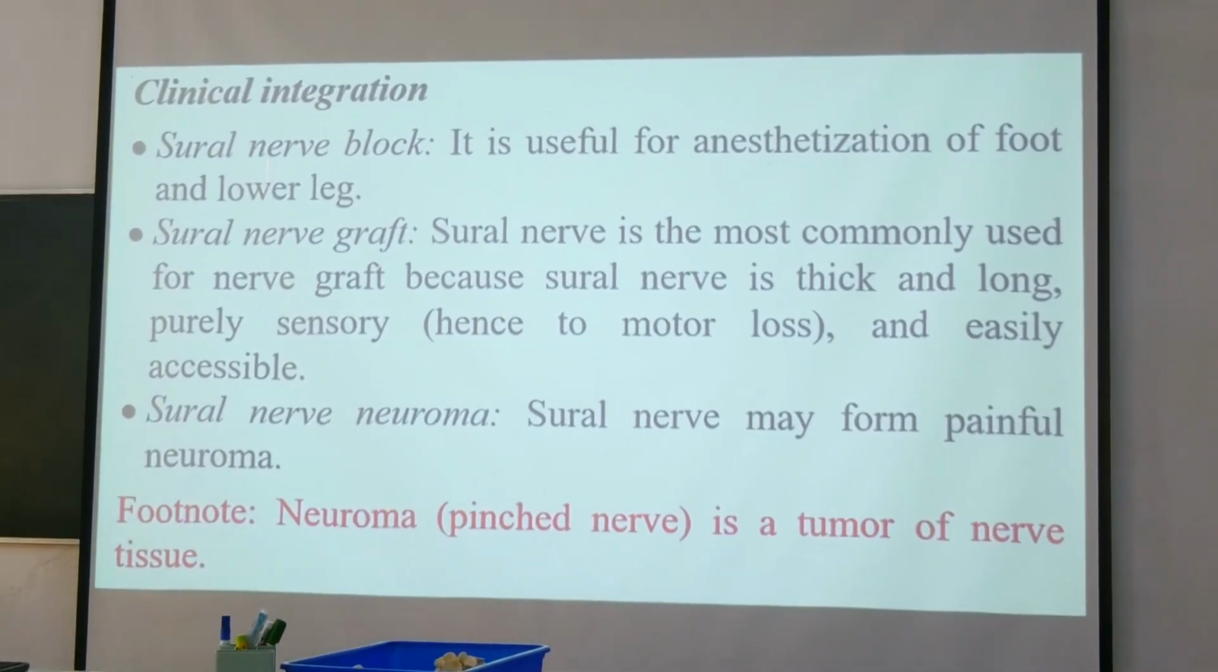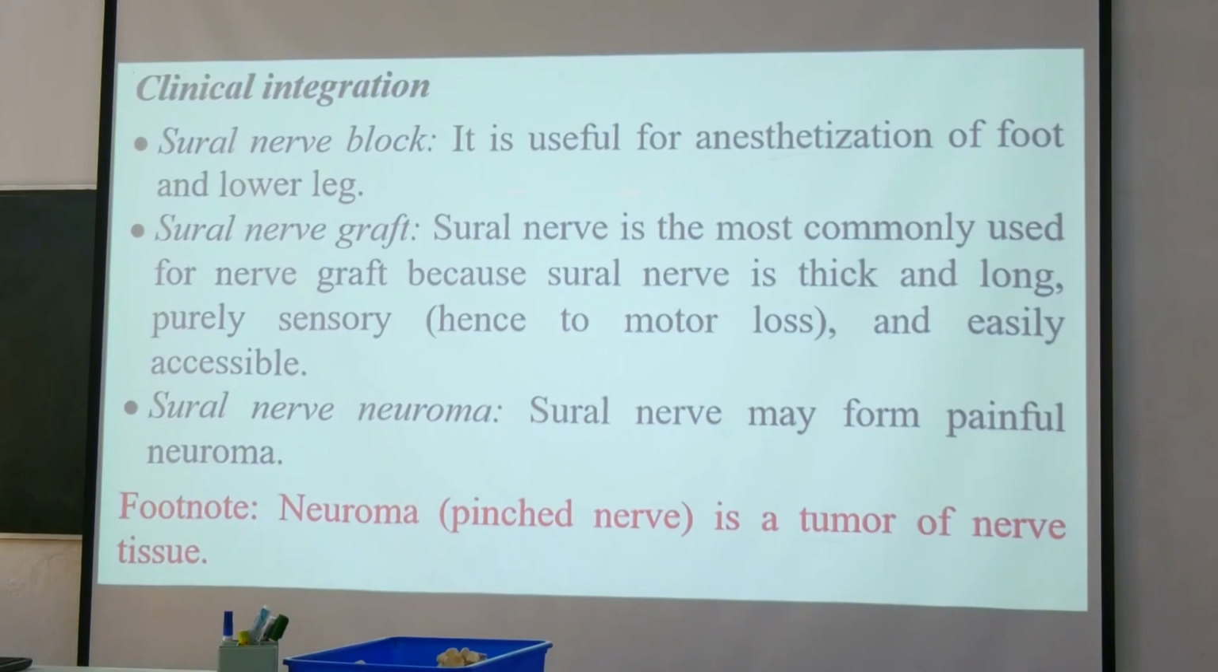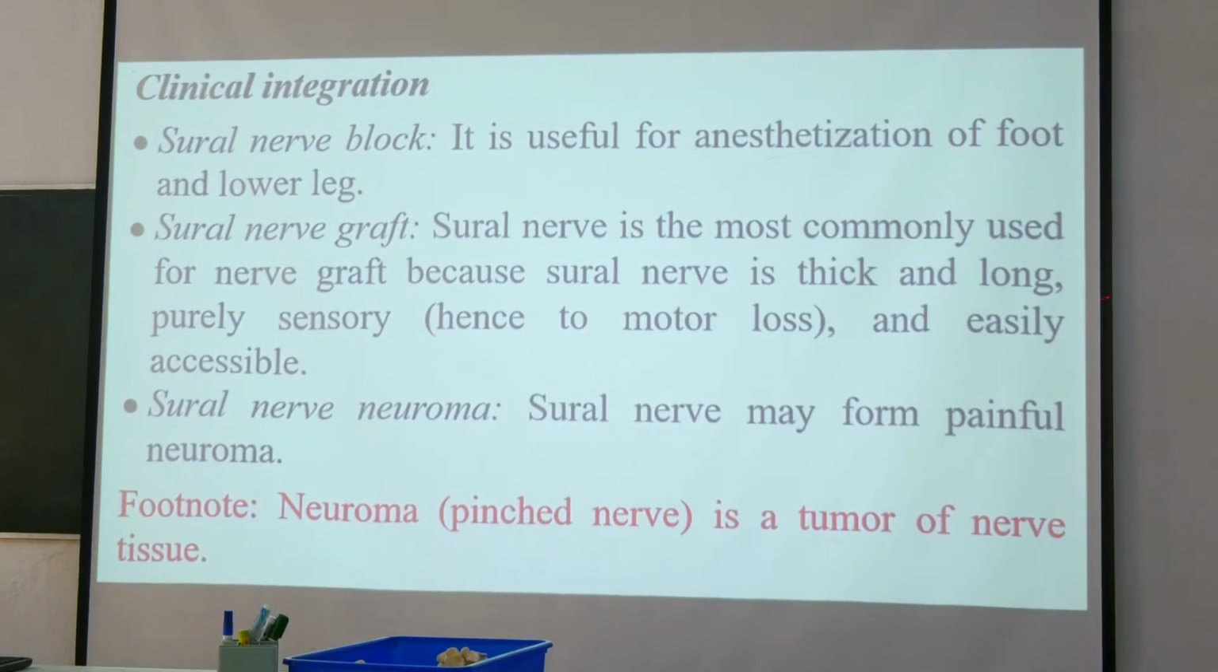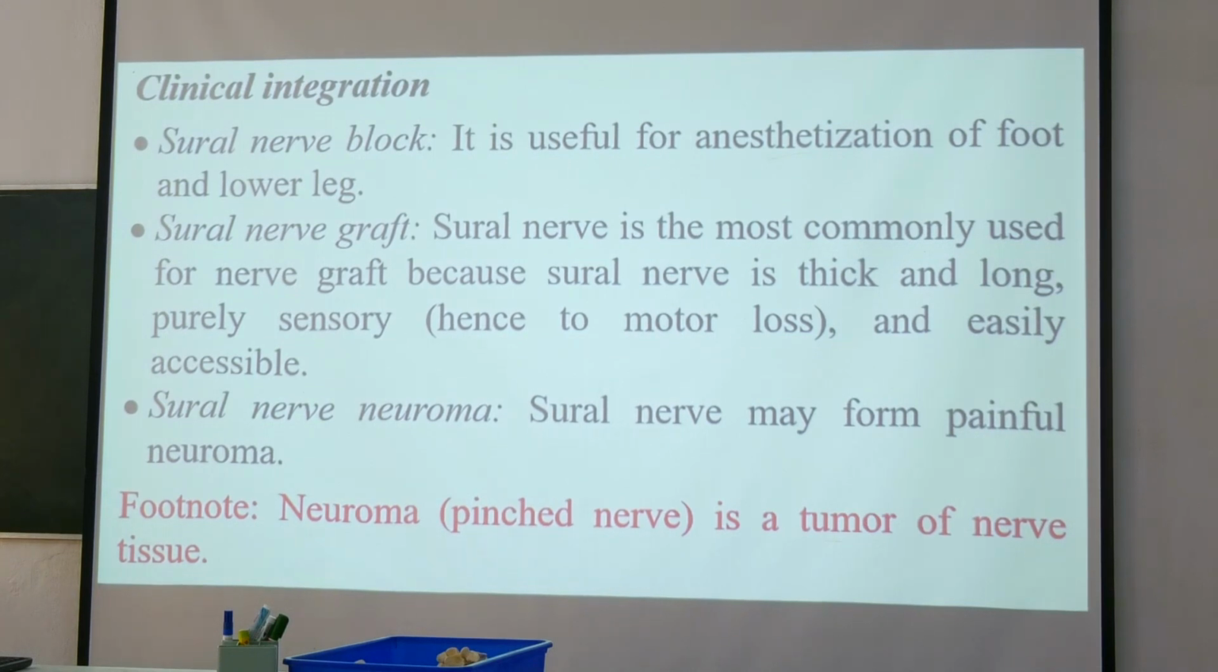Okay, these are the clinical aspects. Sural nerve block is useful for anesthetization of the foot and lower leg. Local, okay, regional anesthesia. If only the foot needs to be blocked, then a sural nerve block is done. Sural nerve grafting: sural nerve is most commonly used for nerve graft, because the sural nerve is thick and long, purely sensory. Hence, motor loss is not caused, and it is an easily accessible nerve.